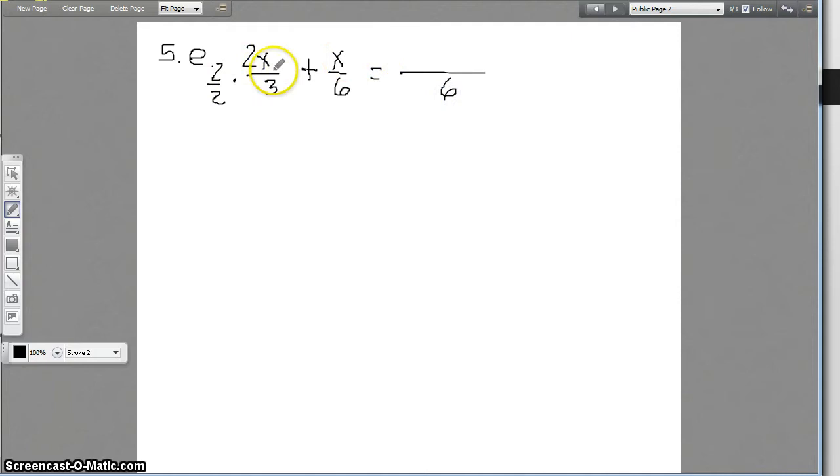Now we're going to multiply our numerator. 2 times 2x is going to give 4x. And then we're going to add another x because we have an x here. So what we end up with is 5x over 6.